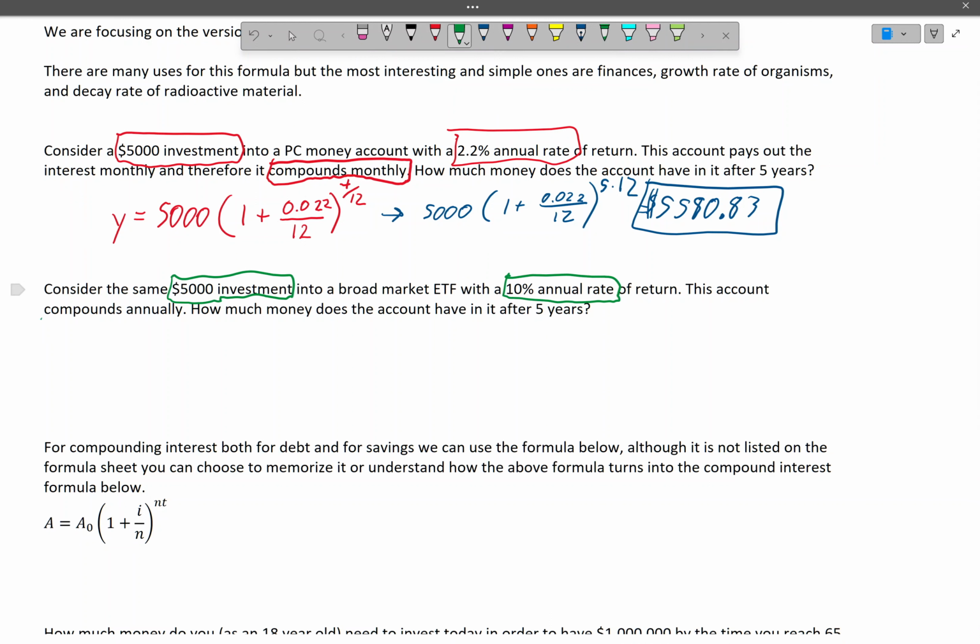The thing is that this account compounds annually because it's an annual rate of return. There's no extra money you're getting most of the time. There might be some dividends or something else that compounds more than that, so it could be quarterly or something. But let's just go with compounds annually. Yeah, so we're going to write this down. We're going to go 5,000 times 1 plus, and then this will be the 10%, after 5 years.